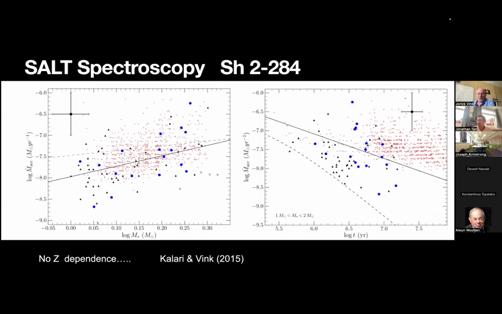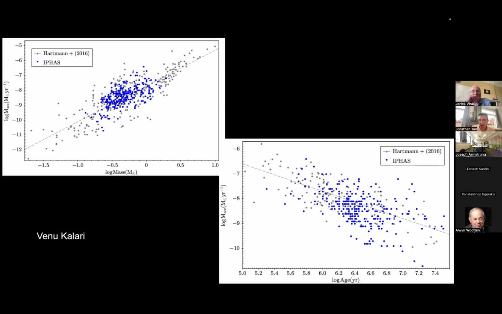Can I ask though? There is quite a large scatter there. Is that scatter understood? I think it's not well understood. Every time I see plots like this, there is still a huge scatter of an order of magnitude or 2 orders of magnitude quite easily.